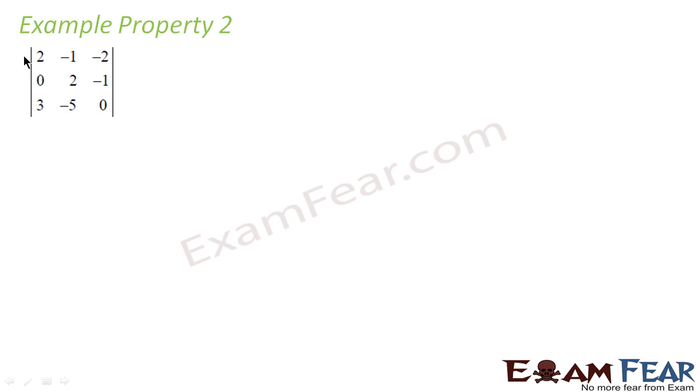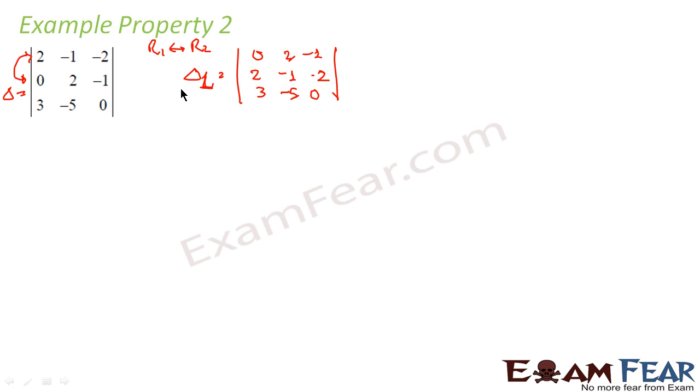So what I'll do is interchange these two, row 1 and row 2. I'll get a matrix, I'll find the determinant of both and try to see what the value is. Let's suppose this is my determinant, and determinant 1 is what I get by swapping row 1 with row 2. So row 1 becomes row 2, 0 2 minus 1 will come here, and row 2 becomes row 1, 2 minus 1 minus 2 will come here, and row 3 is intact, no change. So I have these two determinants. I have to prove that the determinant is nothing but minus of determinant 1.